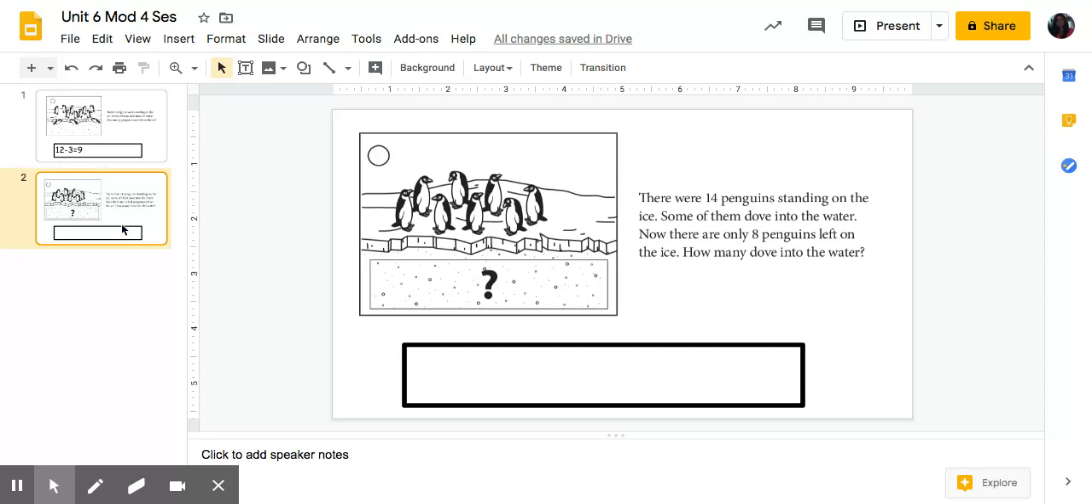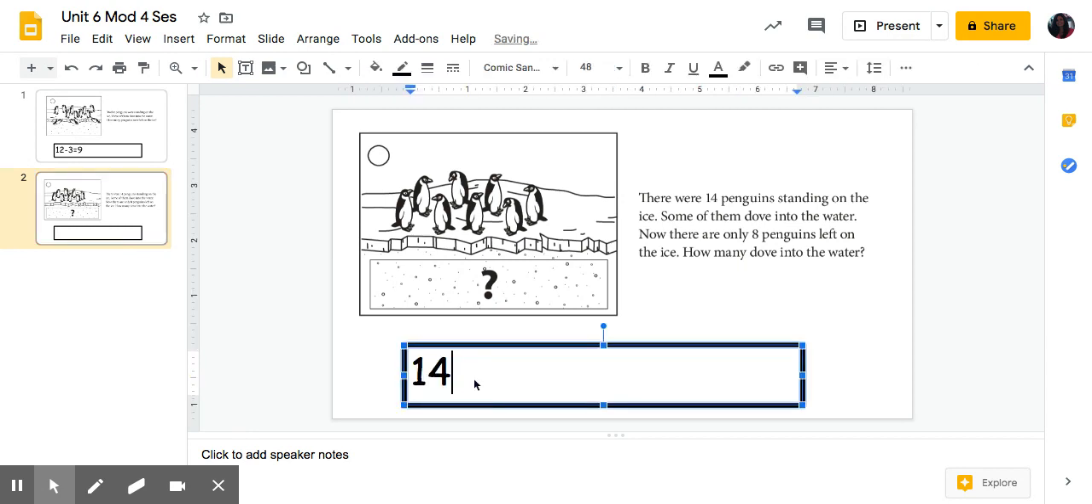So for this story problem, they want us to think about how many dove into the water. So I know there was 14 in all to start. 14 is the greatest number here, so I'm going to start with 14. That's how many were standing on the ice. Then some of them dove into the water, but we don't know how many. But if they dove into the water, then we're taking them away, so I'm going to use that minus sign. But we don't know how many. And now there's 8 left.